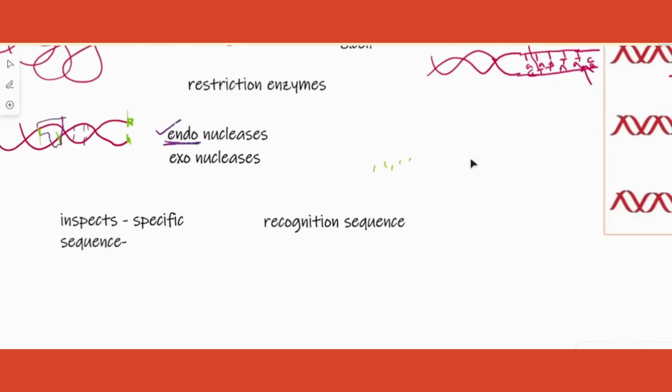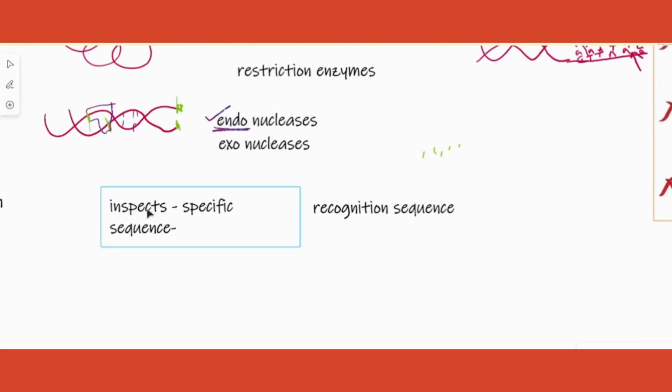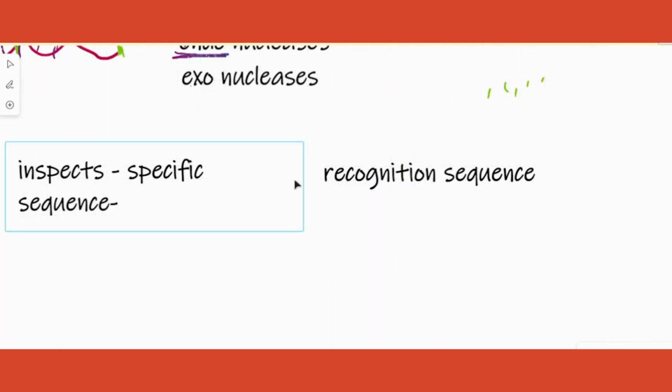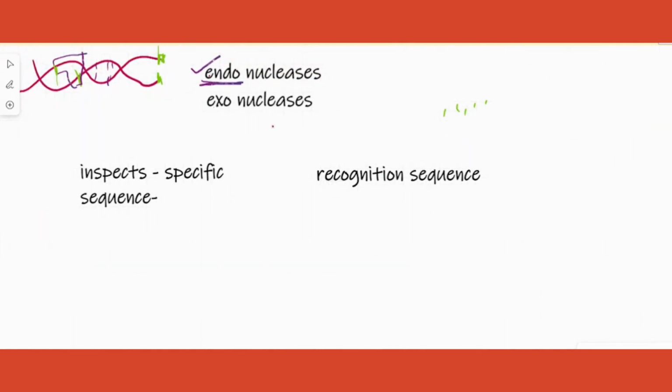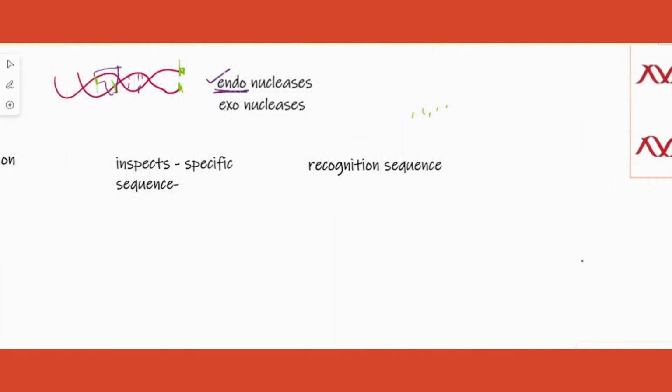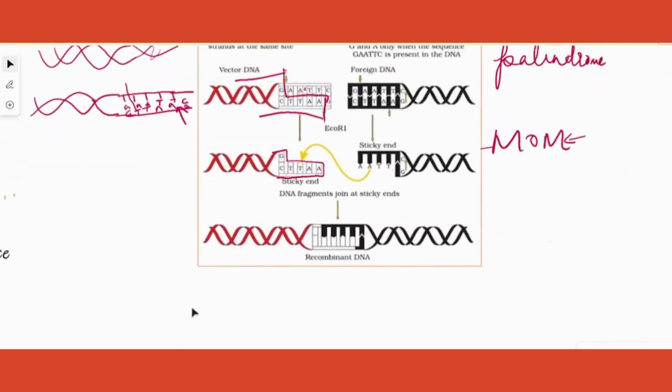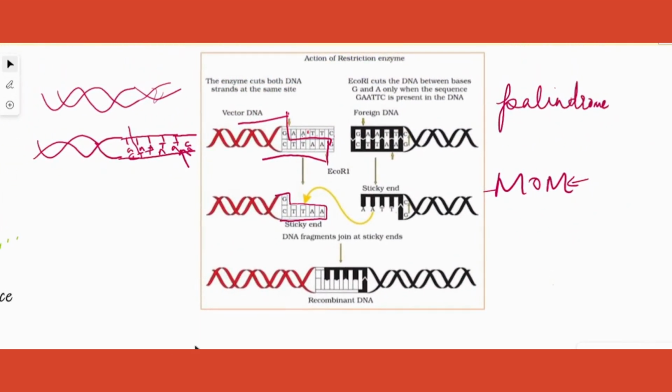What is the sequence of action? First, it inspects the double-stranded DNA and looks for specific sequences called recognition sequences. Next step is binding. I didn't write it. It binds onto the double-stranded DNA. Once it binds, what does it do? It cuts. How does it cut? It looks for its palindromic sequence or the recognition sequence. After that, it cuts slightly away from the center of the sequence, resulting in sticky ends. This much when you write, you get 2 marks.